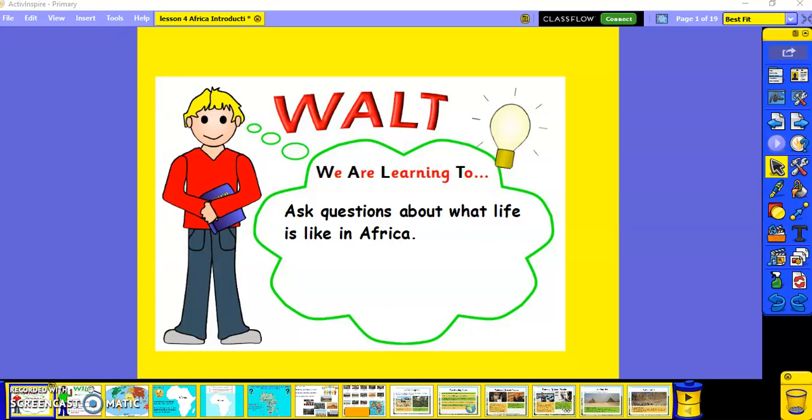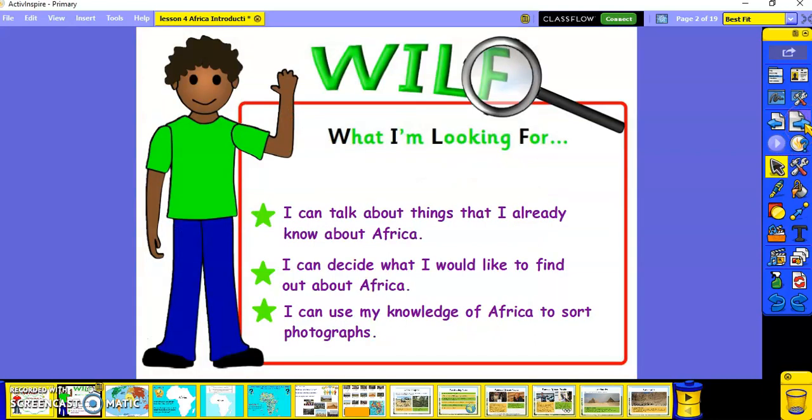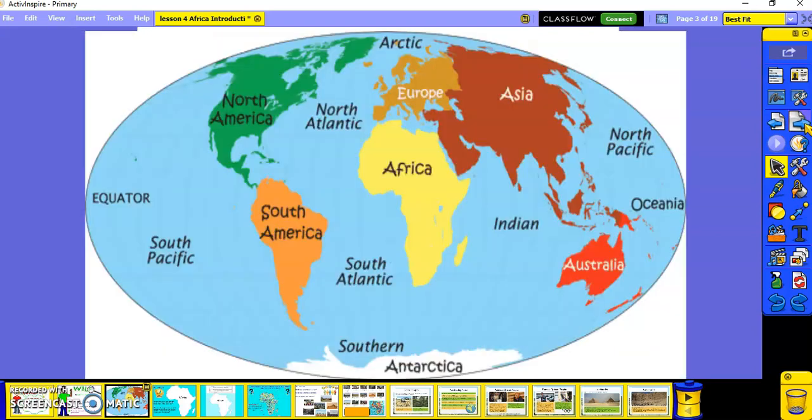So we are learning to ask questions about what life is like in Africa. Our goals today: I can talk about things that I already know about Africa. I can decide what I would like to find out about Africa. And I can use my knowledge of Africa to sort photographs. So we've got a warm-up to begin with today.